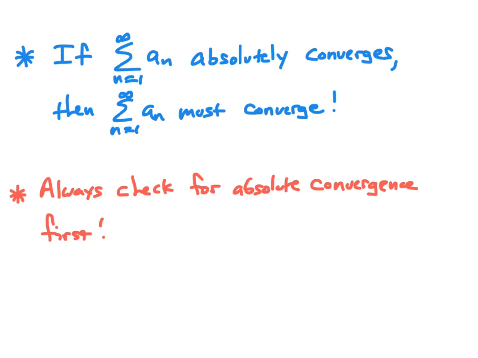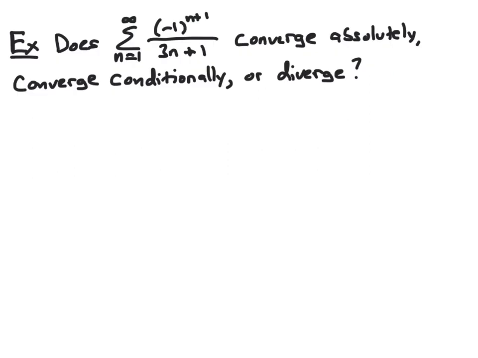So let's take a look at a couple examples, in which case we will always check for absolute convergence first. So here we want to determine whether the series from n equals 1 to infinity of (-1)^(n+1) over 3n + 1 converges absolutely, converges conditionally, or diverges. We're first going to check to see whether the series absolutely converges. In order to do that, we need to find the series of absolute values and analyze it.